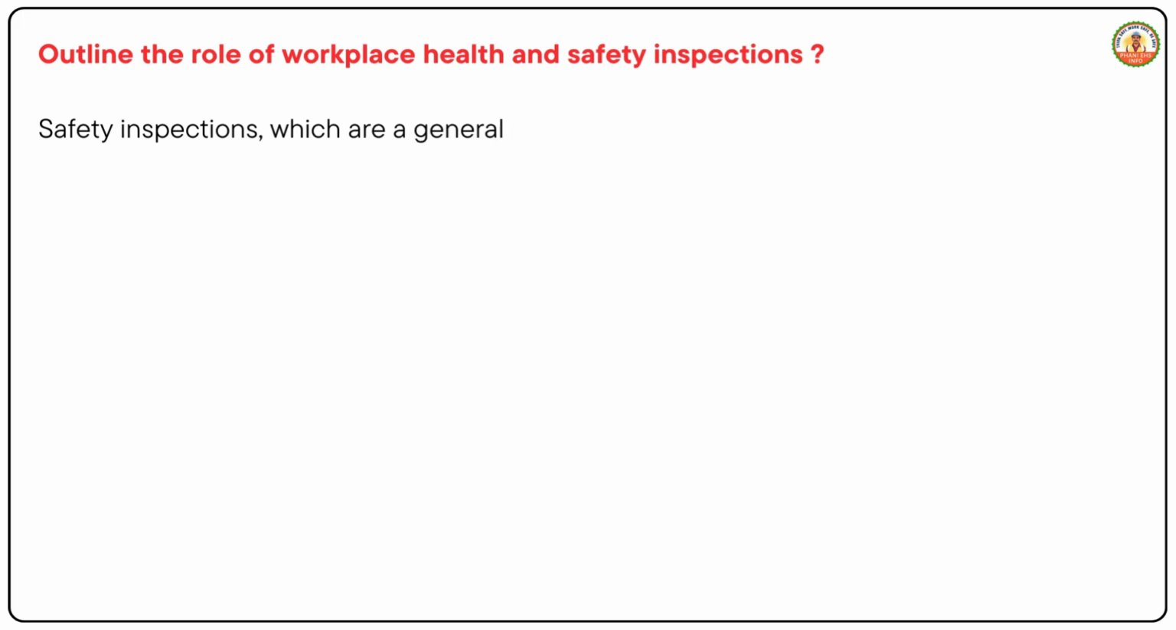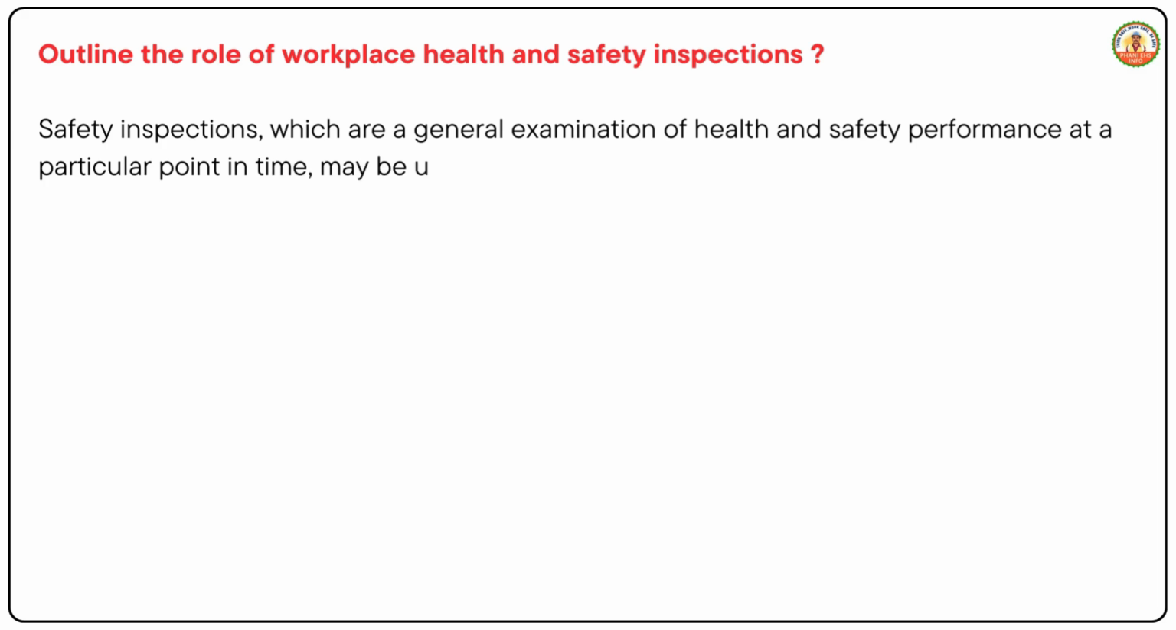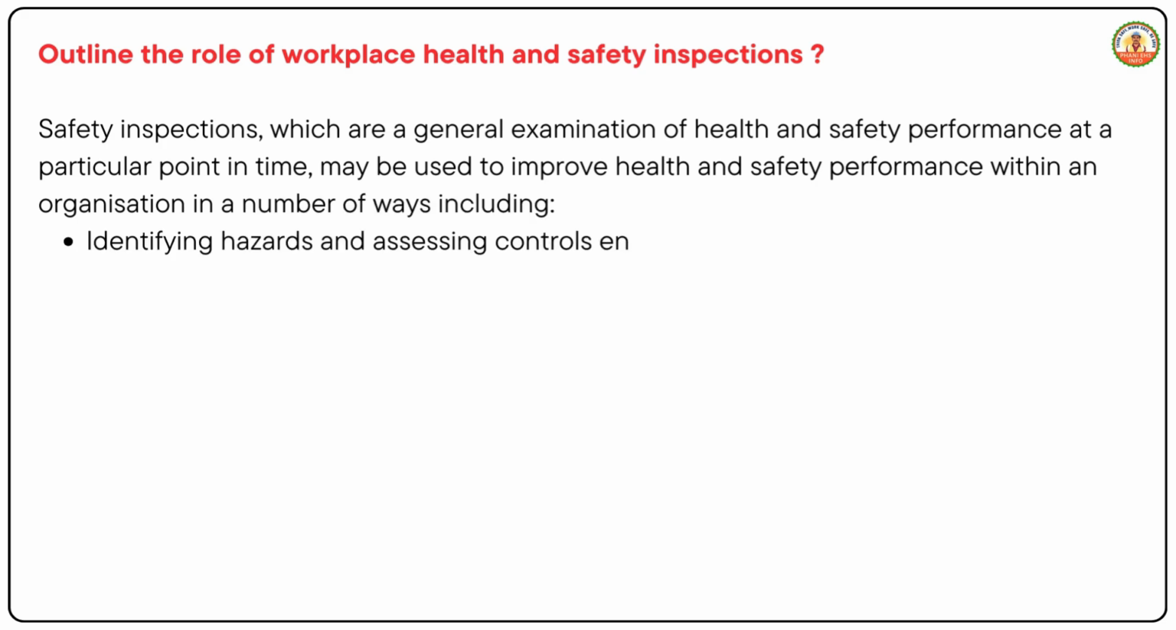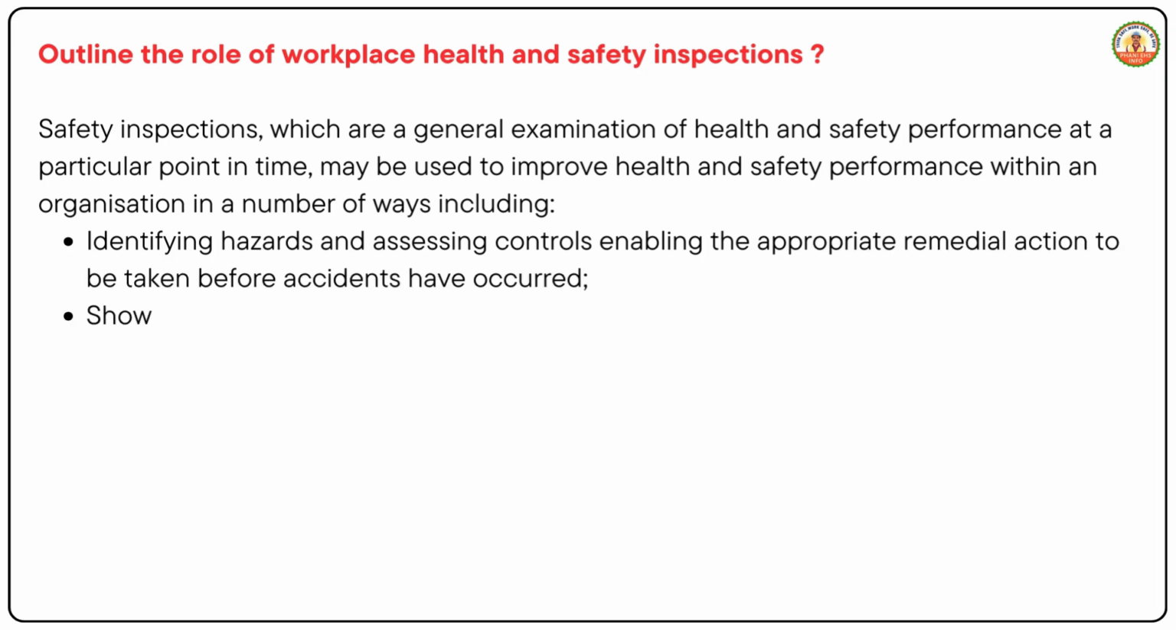Outline the role of workplace health and safety inspections. Safety inspections, which are a general examination of health and safety performance at a particular point in time, may be used to improve health and safety performance within an organization in a number of ways, including identifying hazards and assessing controls enabling the appropriate remedial action to be taken before accidents have occurred.